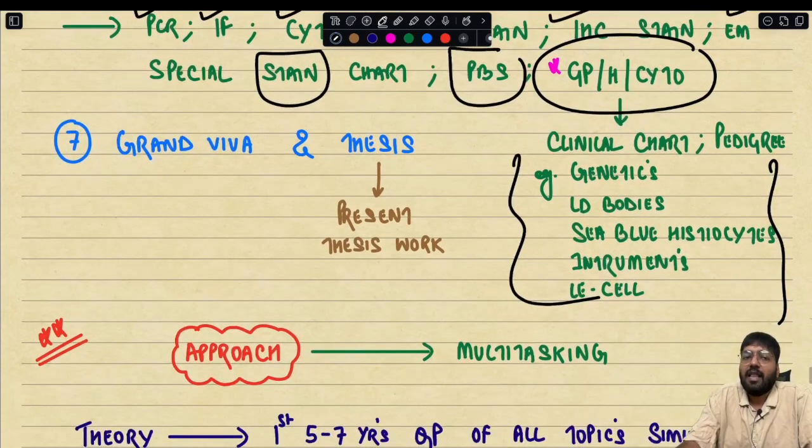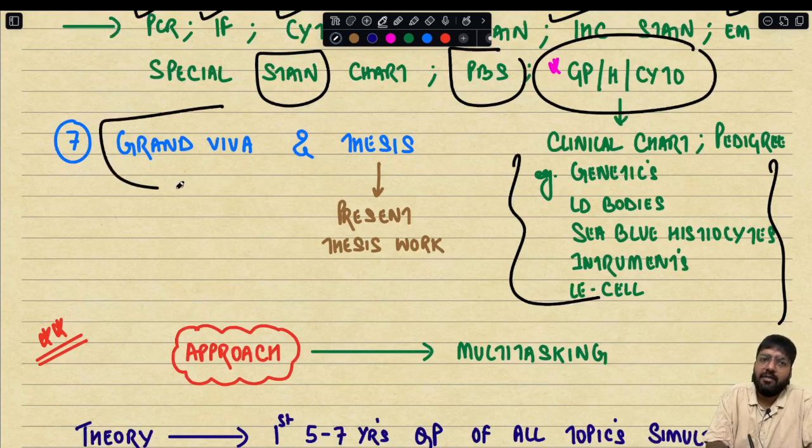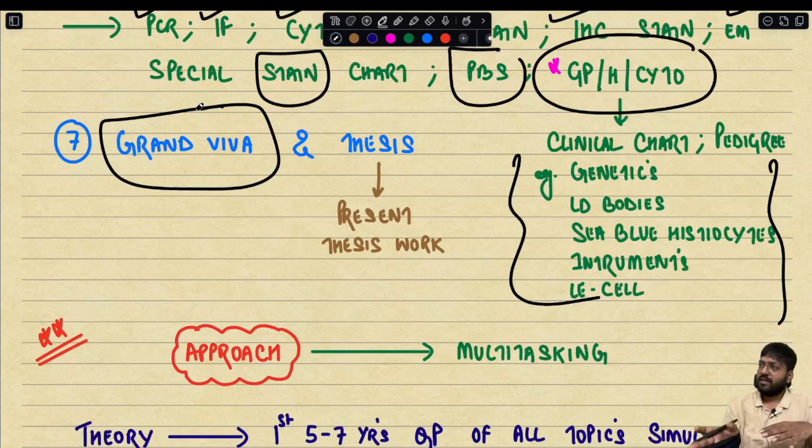Then comes lastly your grand viva and your thesis part. Now very important, in the grand viva, the examiners, two internals, two externals, they might ask you any and everything. Usually the internals are not asking any question, most of the questions are asked by the external examiner.